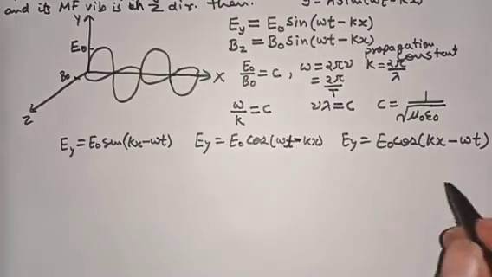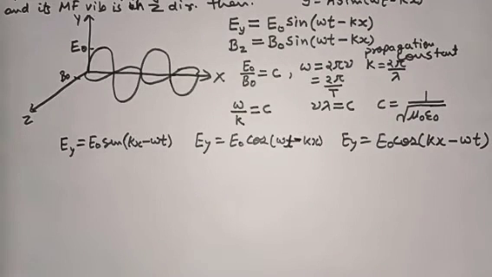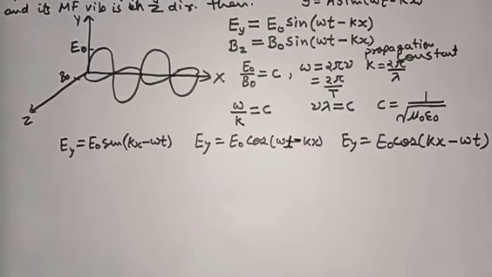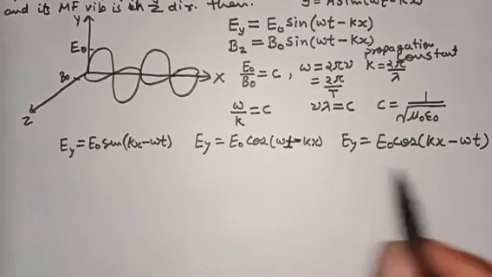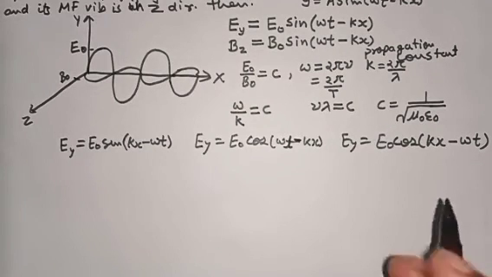In any of these forms, the equation can be asked in the exam, so to not get confused, just remember one thing: if there is a negative sign in between kx and omega t, then it means it is moving along the positive x-axis. And in the same way, I'm not writing it for the magnetic field, you can understand it on your own.